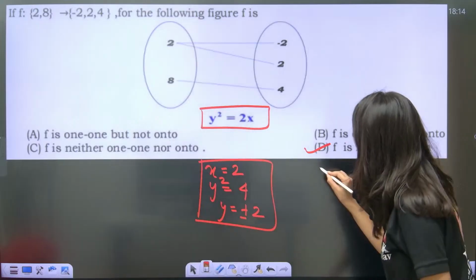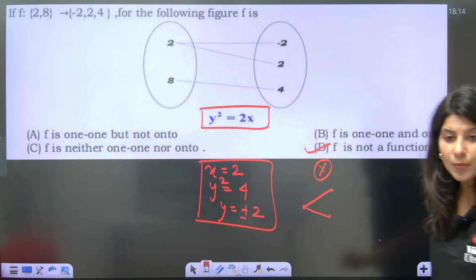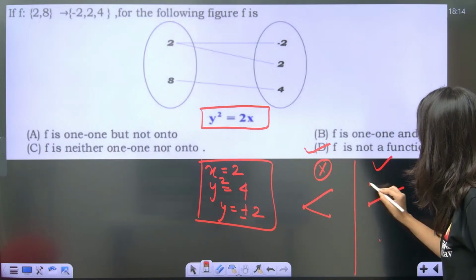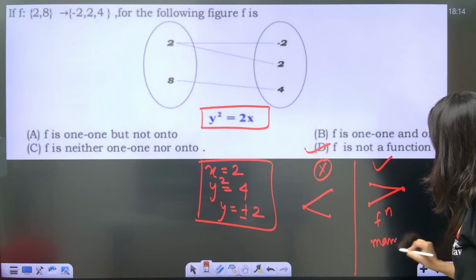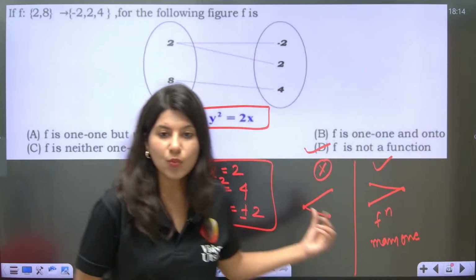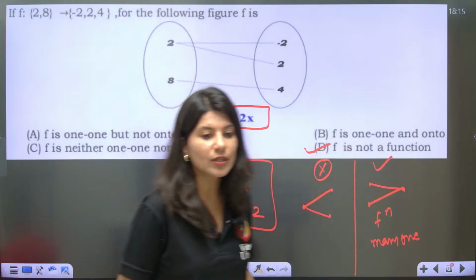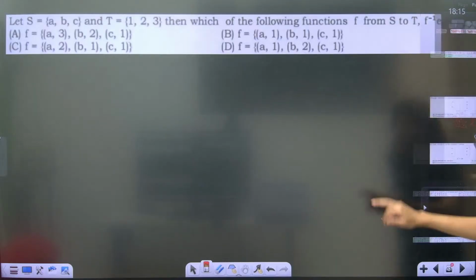So basically, when one input is having two outputs, it is not a function. But what is allowed? Two inputs sharing one output is allowed. This is a function. In fact, it is a many-one function. So please avoid this confusion that one input, two outputs are not allowed. This is allowed. Clear. Next.